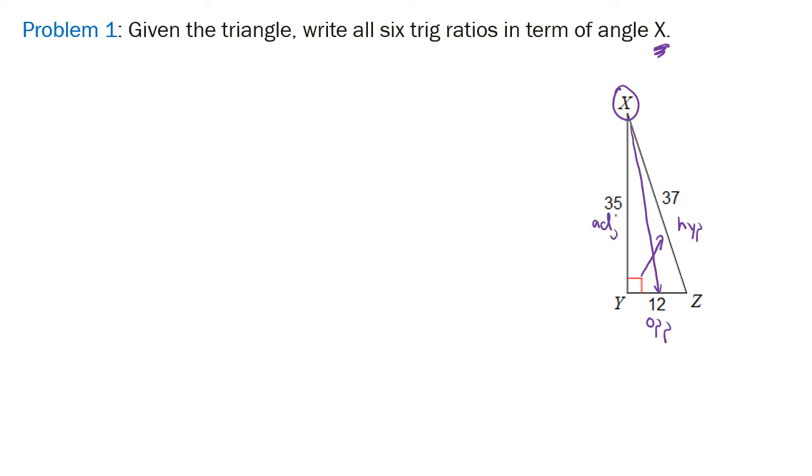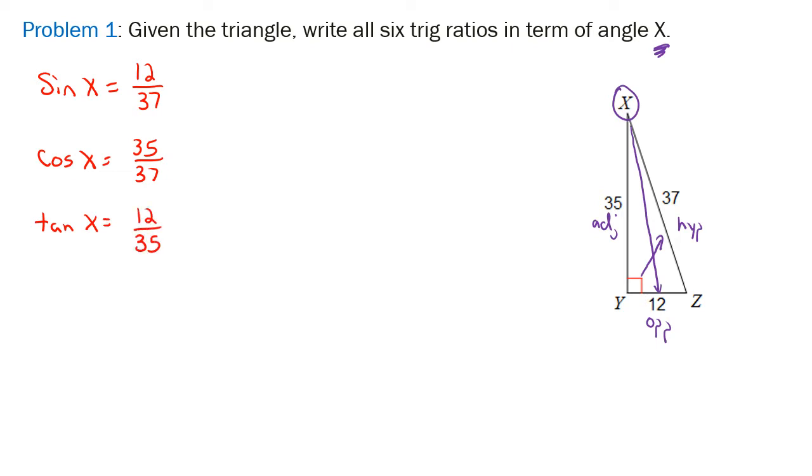If we're going to write our 6 trig ratios, we're going to start off with sine x, which is opposite over hypotenuse. So 12 over 37. And if you can reduce the fraction, reduce the fraction. In this case, we can't. Then we have cosine x, which is adjacent over hypotenuse. So 35 over 37. And then tangent x is opposite over adjacent.